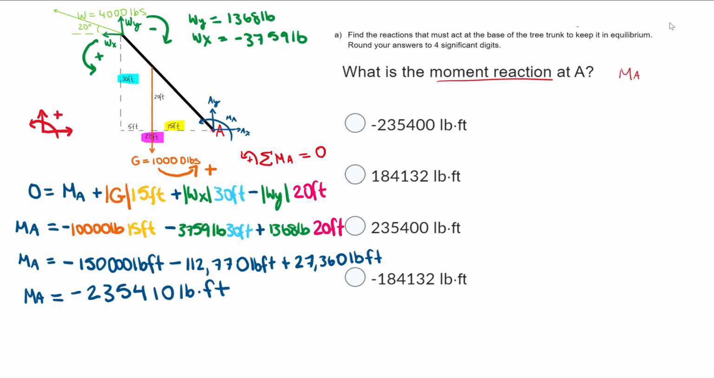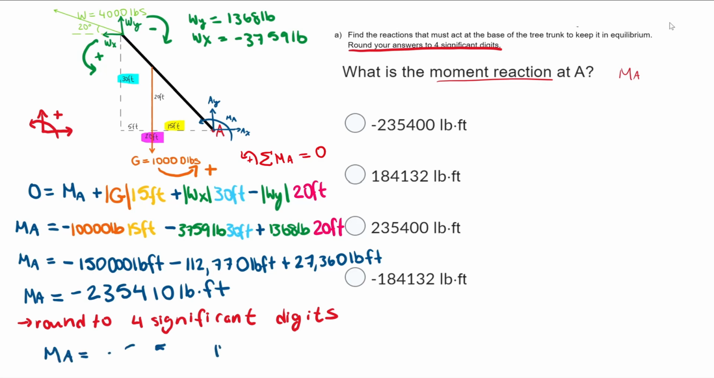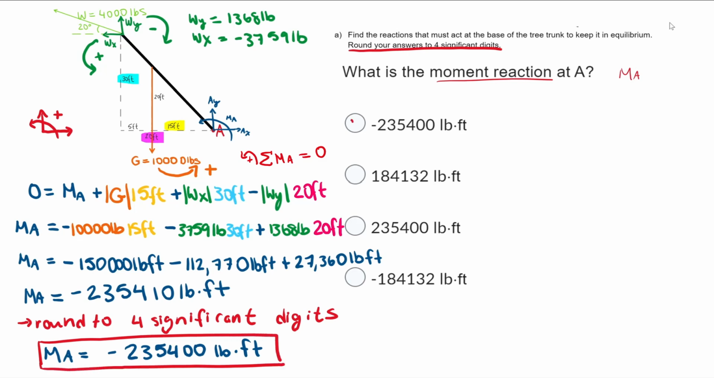So it's important to note that in the question, we're asked to round our answer to 4 significant digits. So our actual answer is equal to negative 235,400 pounds per feet, making this the correct answer.